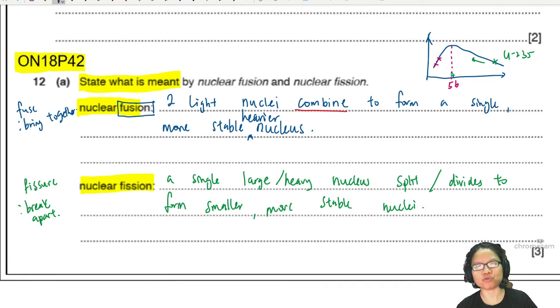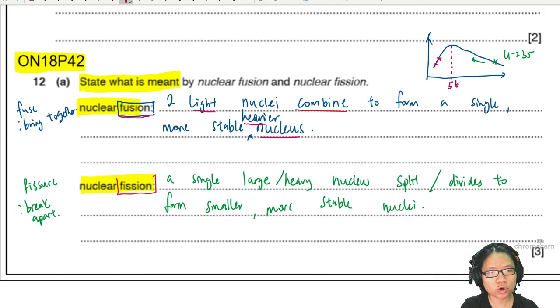For fusion, a single, more stable, heavier nucleus is formed. Make sure you cover all the key points. For fusion, we are talking about light nuclei combining to form heavier nuclei. For fission, this is splitting: a large nucleus splitting to become smaller, more stable nuclei.